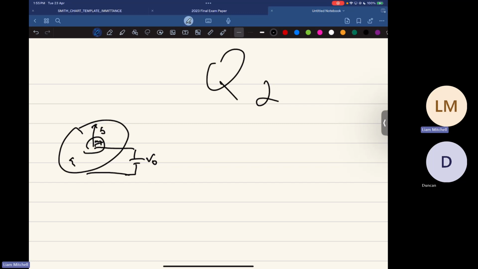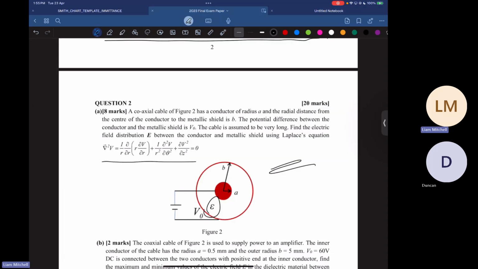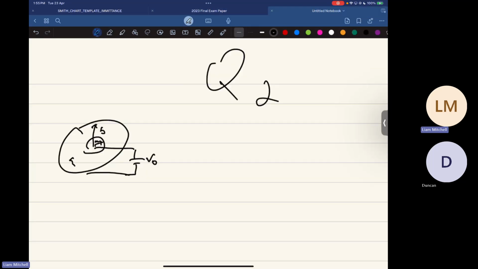So we're given the Laplace equation, right? But if you notice, this is our theta. We have a cylindrically symmetrical coaxial cable. So this part becomes 0. And since it's very long, we assume there's no Z dependence, so this also becomes 0. I'm going to write on the other page so that it's in one place. dV dz is equal to dV d theta is 0.